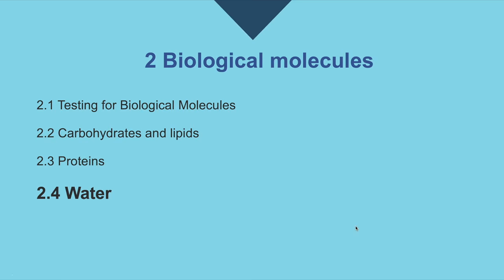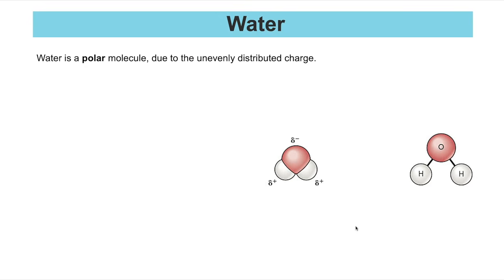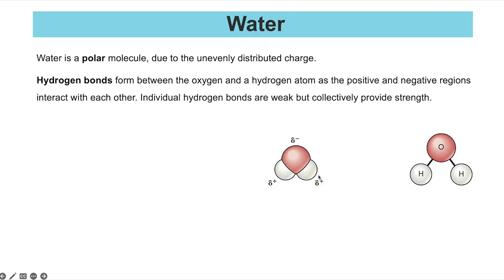So the final biological molecule is water. So water is a polar molecule due to the uneven distribution of charge. So you have two hydrogen atoms and oxygen. The oxygen has a slight negative charge. The hydrogen atoms have a slight positive charge. So that's what this delta negative and delta positive symbol are representing.